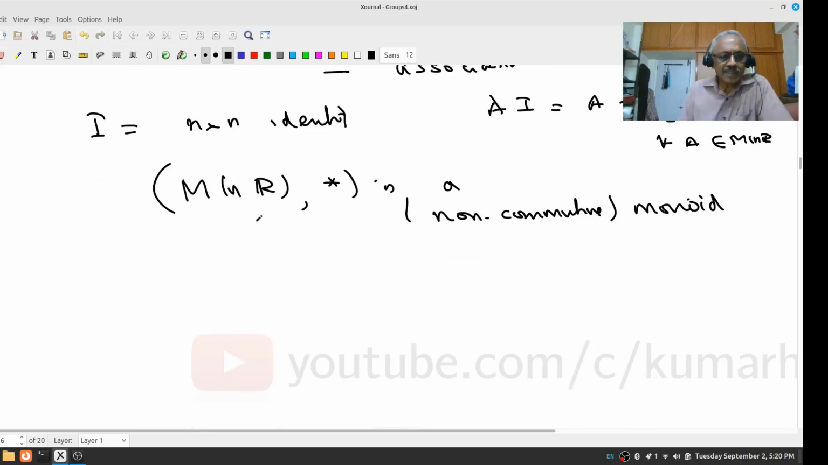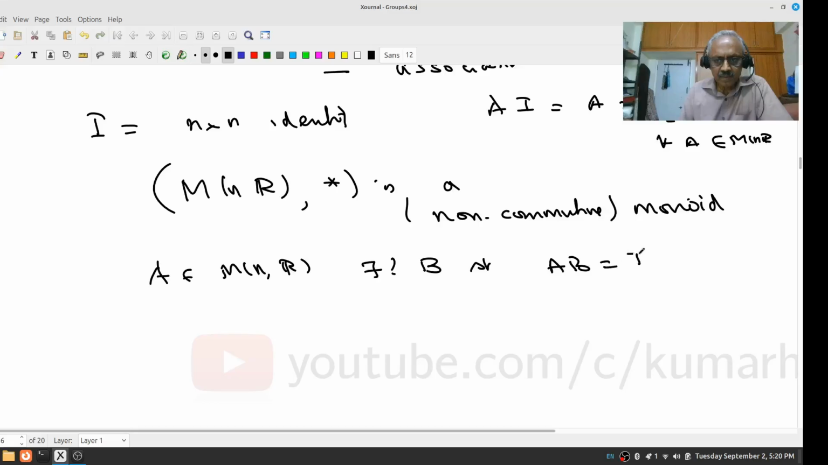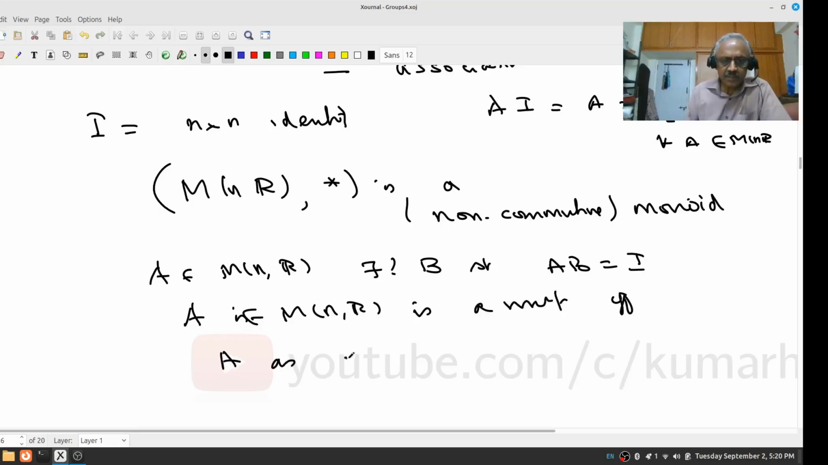Now, what are the units here? Given A in M_n(R), I want to know whether there is a B such that A times B is the identity. But from matrix algebra, you know that is the same as saying A is invertible. So A in M_n(R) is a unit if and only if A as a matrix is invertible.